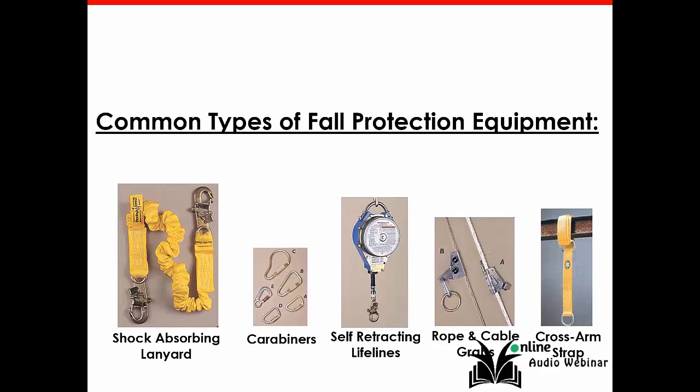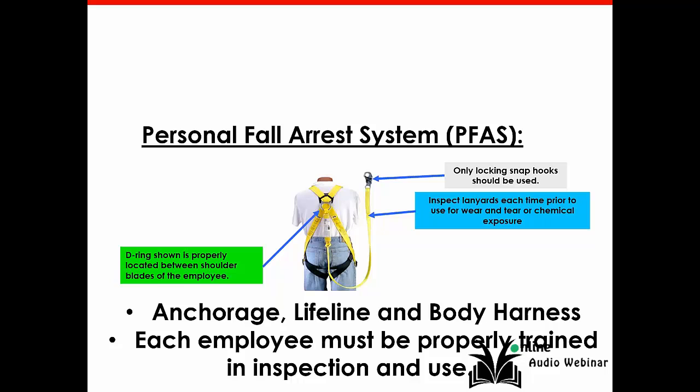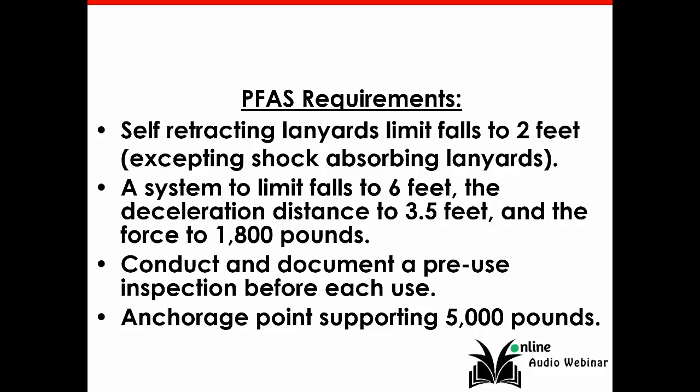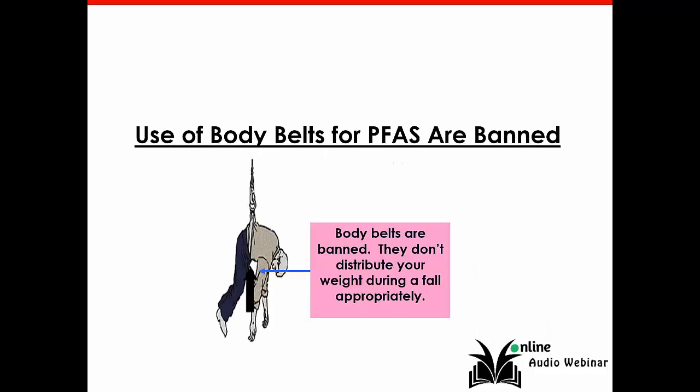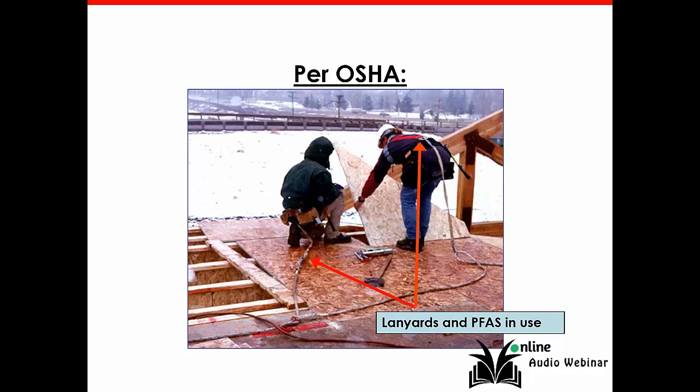So here are some common types of fall protection equipment. Now, a personal fall arrest system, a good example is shown in this picture. So PFAS requirements, self-retracting lanyards limit falls to 2 feet. Now, again, here's some pictures courtesy of OSHA, again, for the training side.